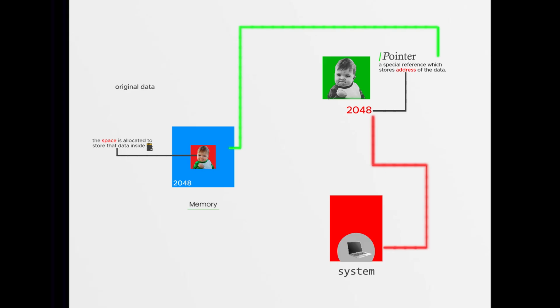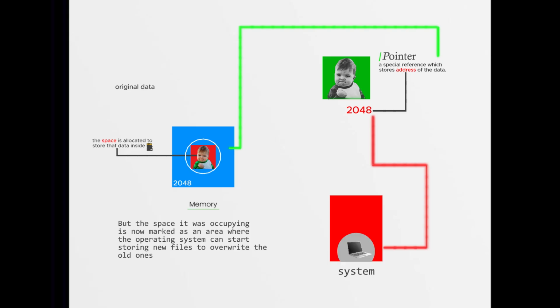When you delete something from your device, it means that you are just hiding the data from yourself. It doesn't completely remove the data. The actual data that makes up whatever you deleted is still there. But the space it was occupying in the memory is now marked as free, meaning that the operating system can store new files to that space. So this is what happens when you delete files on your system.